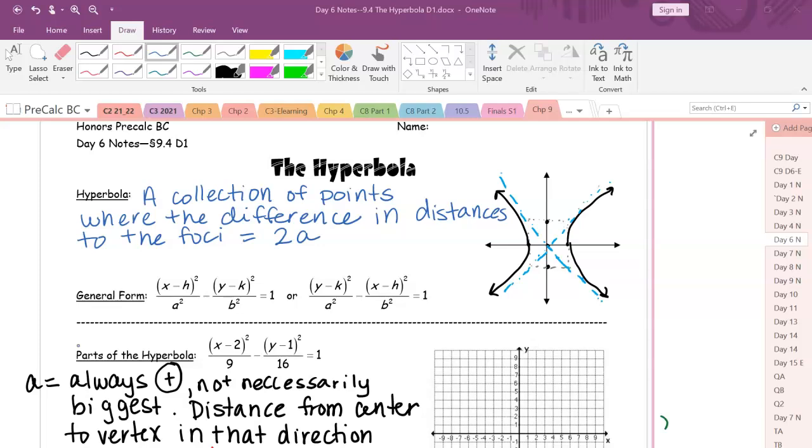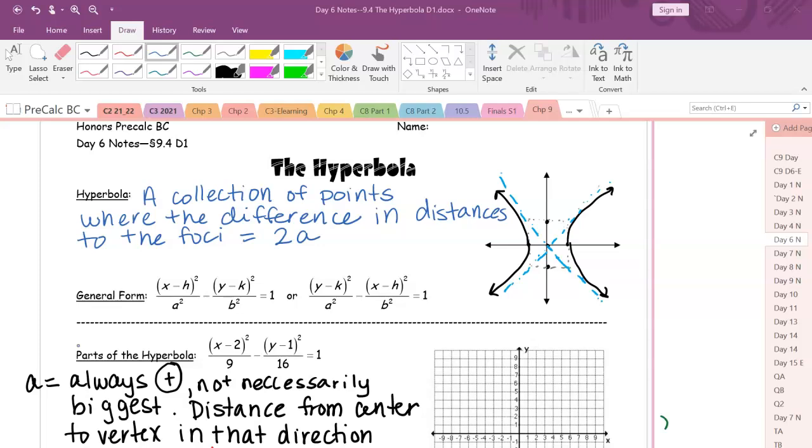So first of all, let's talk about what the technical definition of a hyperbola is. It is a collection of points where the difference in distances to the two foci is equal to 2a. If you recall, for ellipses, it was where the sum in distances to the foci were 2a.